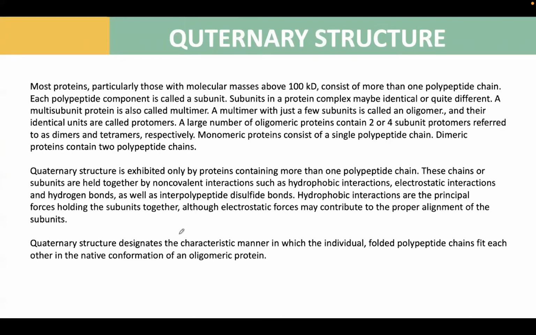Meron tayong picture doon. Most proteins, particularly those with molecular masses above 100 kD, consist of more than one polypeptide chain. Each polypeptide component is called a subunit. Subunits in a protein complex may be identical or quite different. A multi-subunit protein is called a multimer. A multimer with just a few subunits is called an oligomer, and their identical units are called protomers. A large number of oligomeric proteins contain two or more subunit protomers, referred to as dimers and tetramers respectively. Monomeric proteins consist of a single polypeptide chain. Dimeric proteins contain two polypeptide chains.